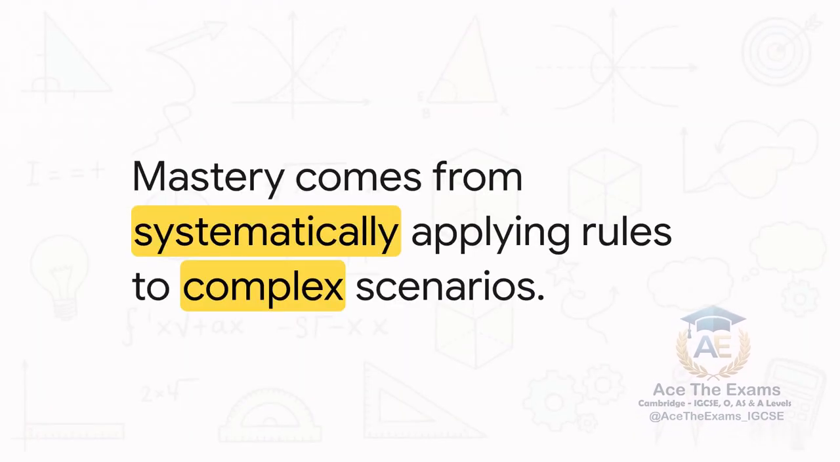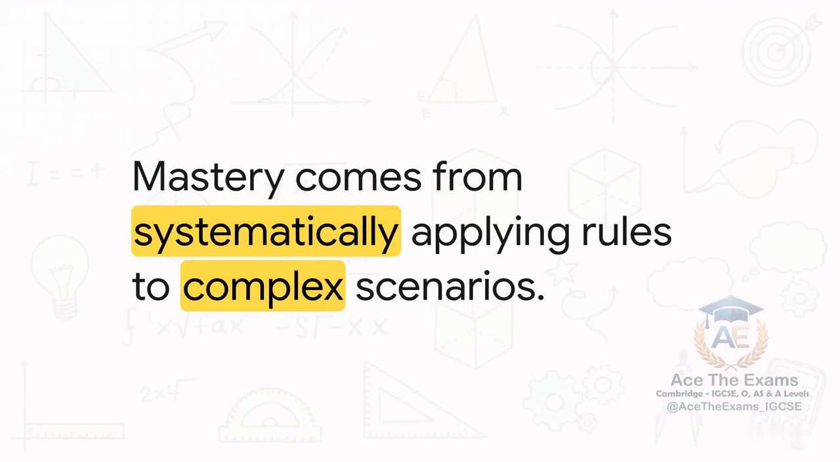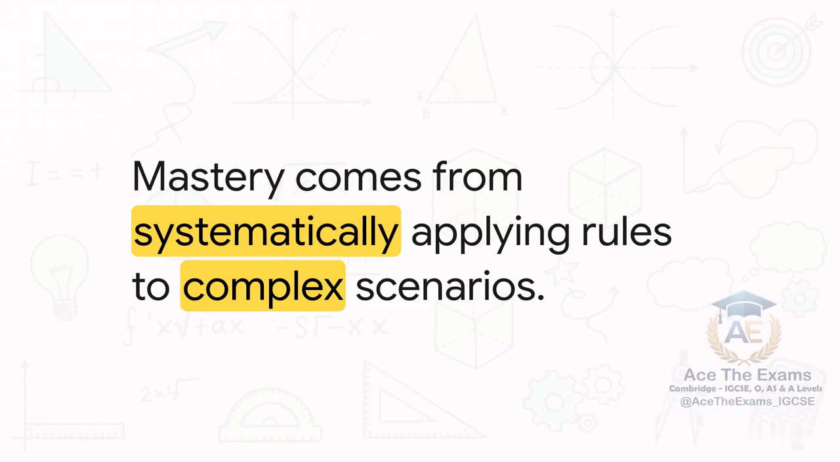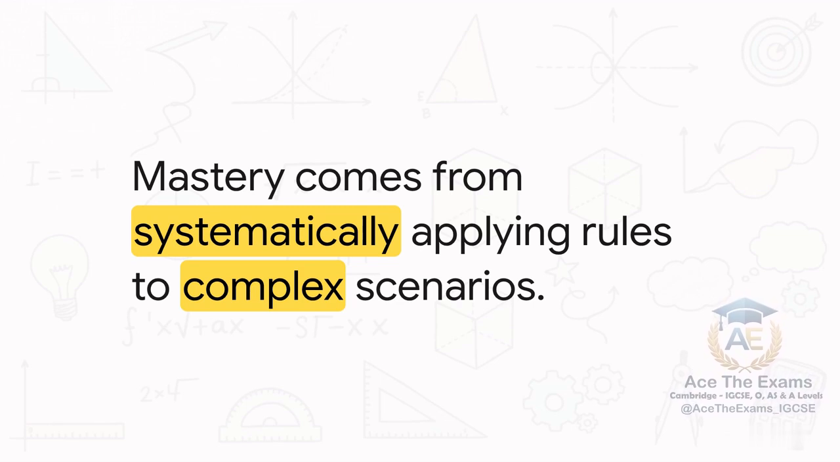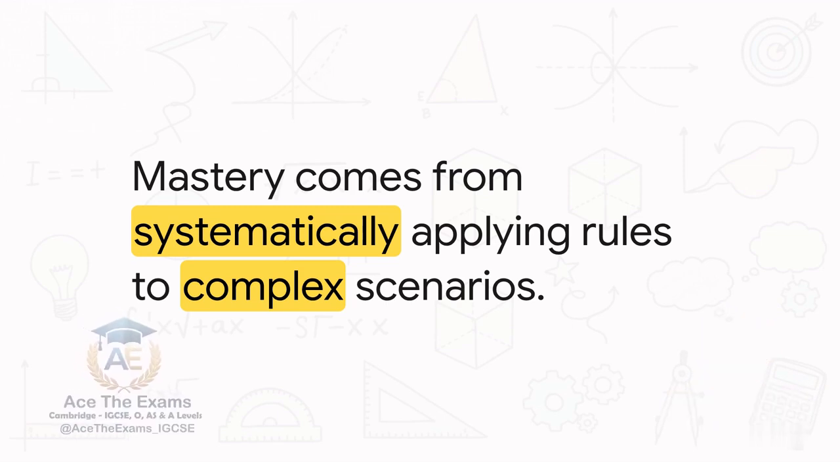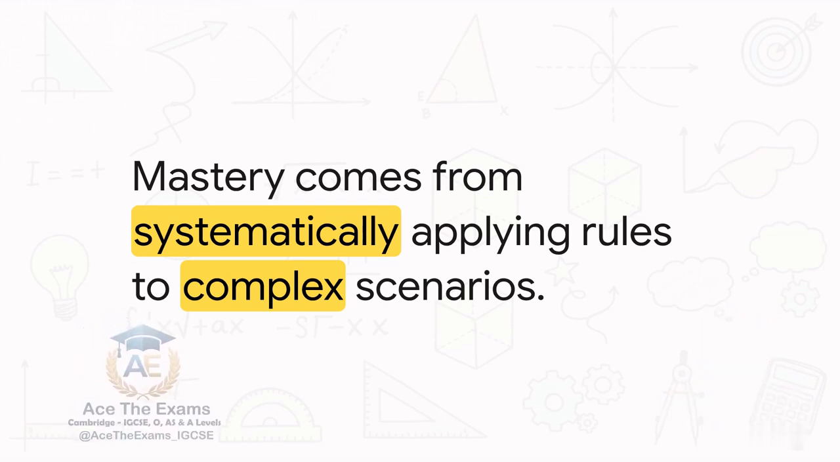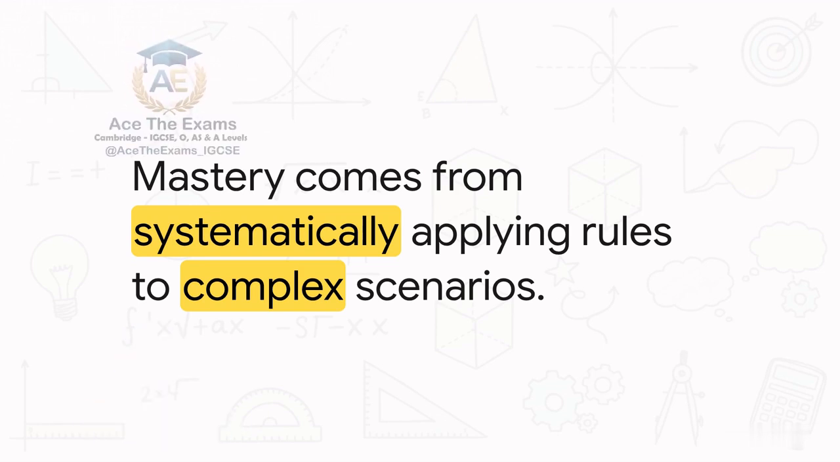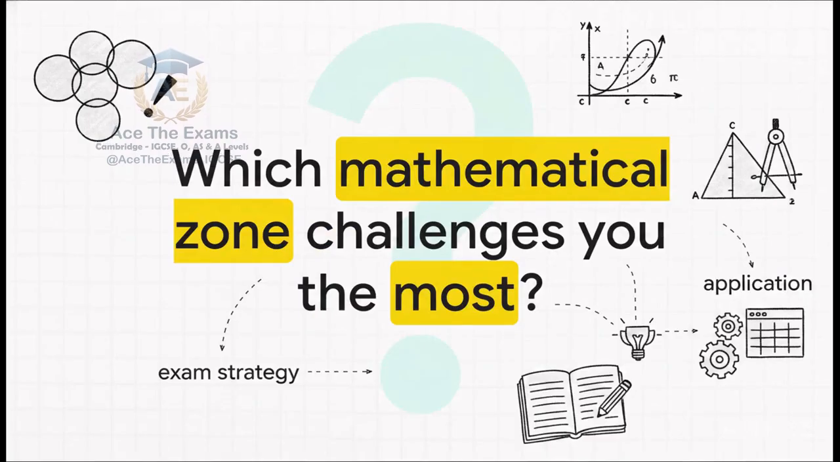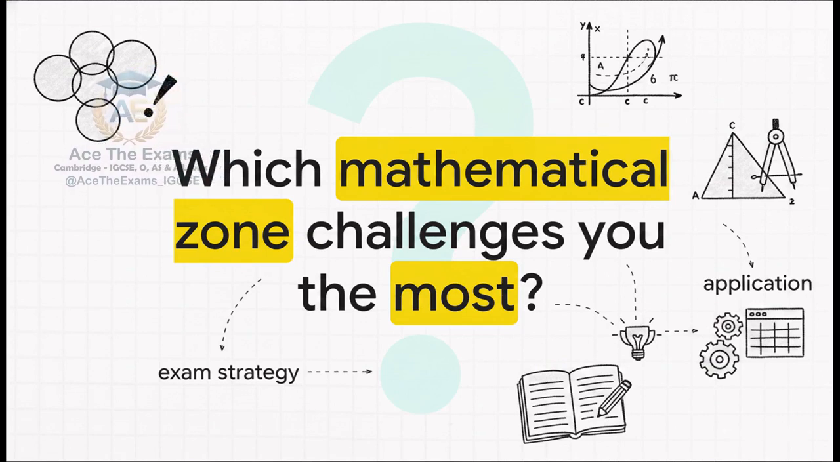Which brings us to our core takeaway for this entire explainer. Success in Cambridge additional mathematics doesn't come from just mindlessly memorizing formulas. Mastery comes from recognizing exactly which zone of math logic you are standing in and systematically applying those distinct rules to complex, ever-evolving scenarios. It's about spotting constraints, routing geometric paths, and keeping a cool, tactical head when time variables are introduced. So, I leave you with this final, provocative thought. Look back at the 4 mathematical zones we conquered today: combinatorics, algebra, geometry, and application.